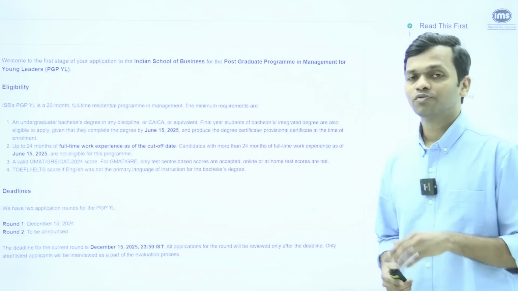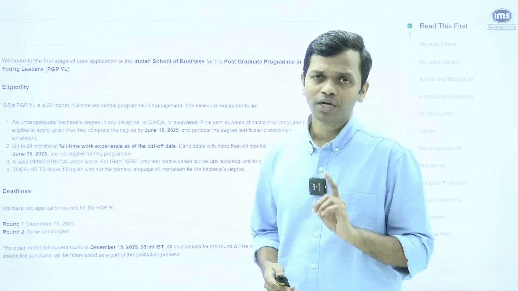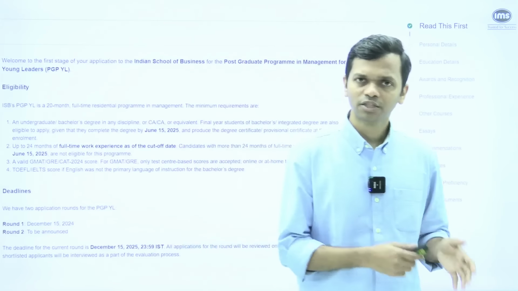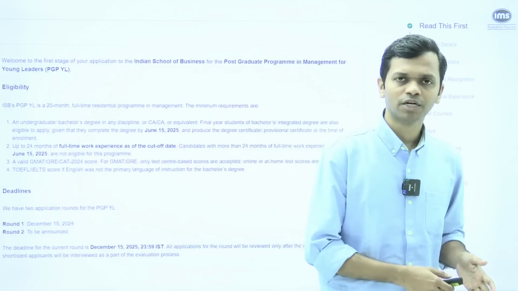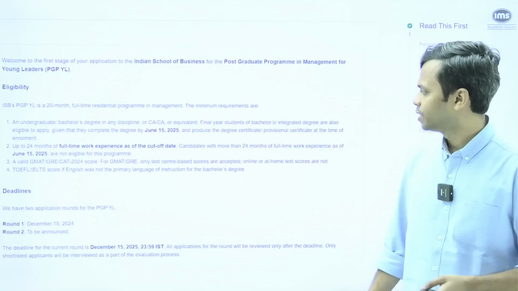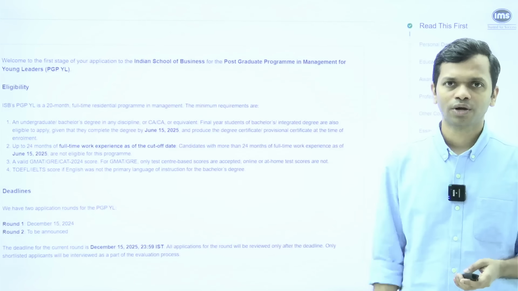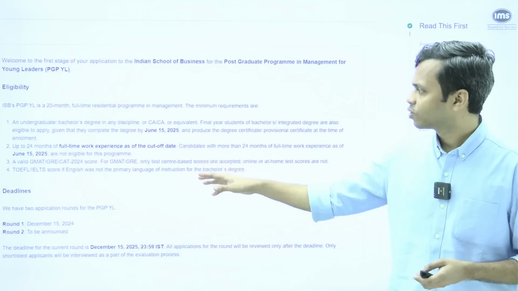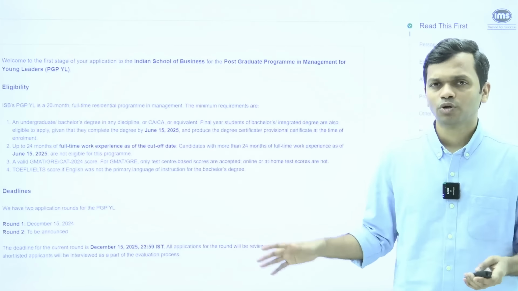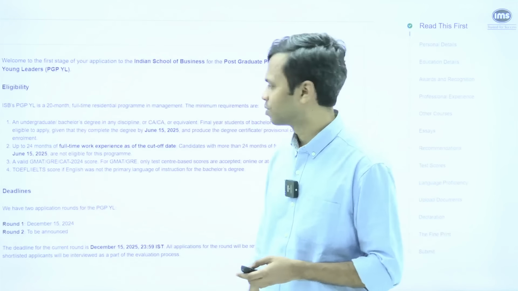So first of all, you can submit multiple scores, right? So if you are somebody who has taken the GMAT or GRE as well, and you're going to be taking CAT 24, you will be able to submit multiple scores, okay? So that is possible in the form. But for GMAT GRE, as they have mentioned, they will not be taking the ones that you have taken online or at home, right? If at all English was not the primary language of your instruction, then you may need to submit a TOEFL or IELTS score, okay? So that is something that you'll have to keep in mind.